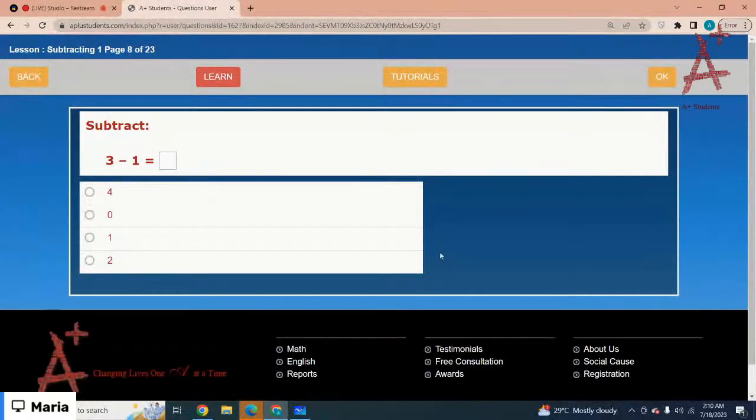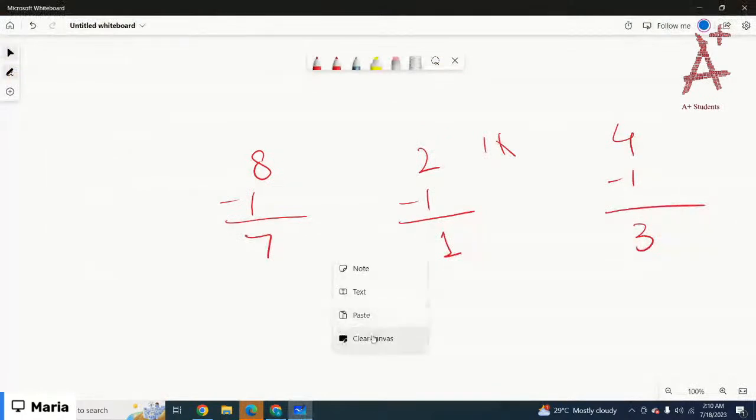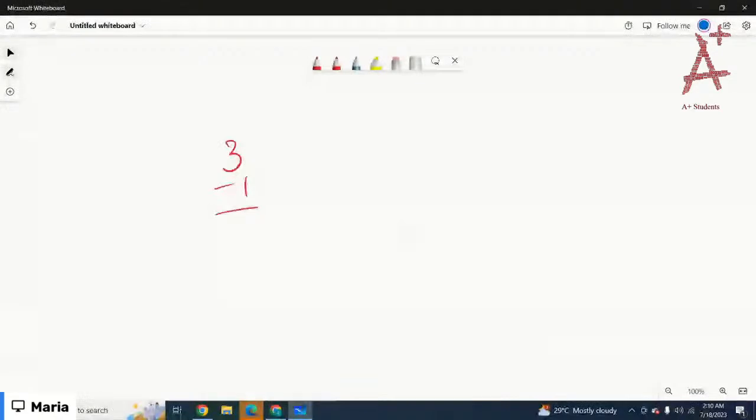The next one is 3 take away 1. So 3 take away 1 is, you just have to go back by 1. So 3 take away 1 is 2. So the correct option is 2. 3 take away 1 is 2.